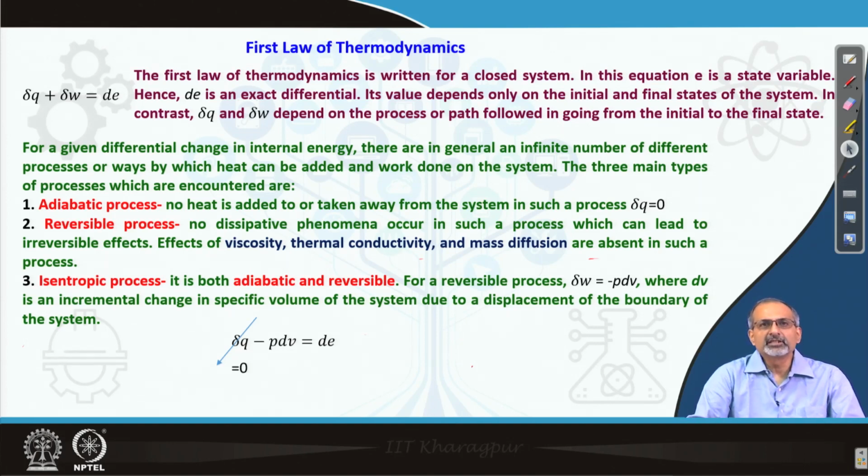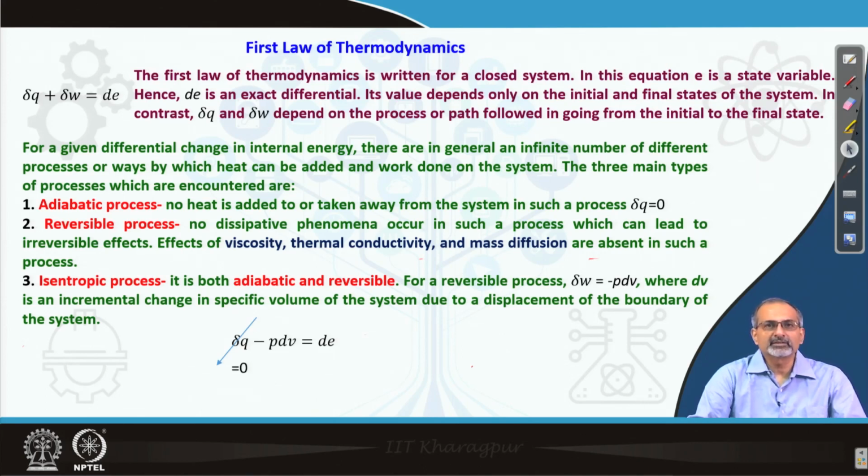For a given differential change in internal energy, there are in general an infinite number of different processes or ways by which heat can be added and work done on the system. The three main types of processes which are encountered are given as 1, 2 and 3 respectively. The adiabatic process, where no heat is added to or taken away from the system, and in such a process δQ is equal to 0.